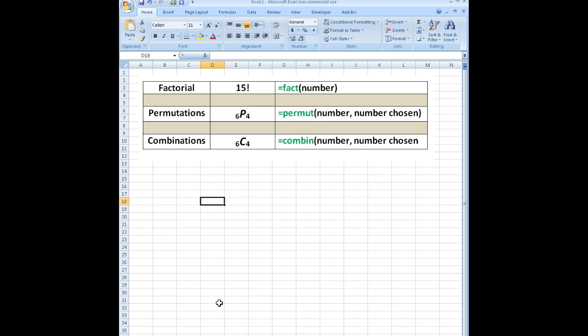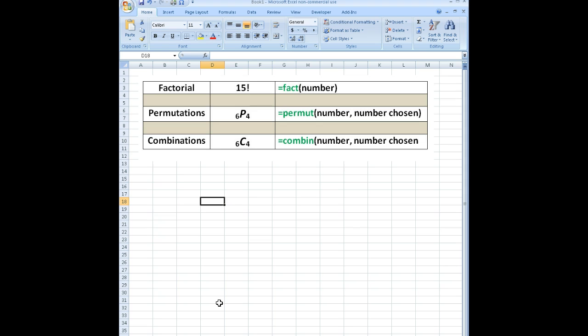Essentially what that means is you multiply the number that you see times every number following it. So let's say you saw 5 factorial. What that actually means is 5 times 4 times 3 times 2 times 1, which if you multiplied that out would equal 120.